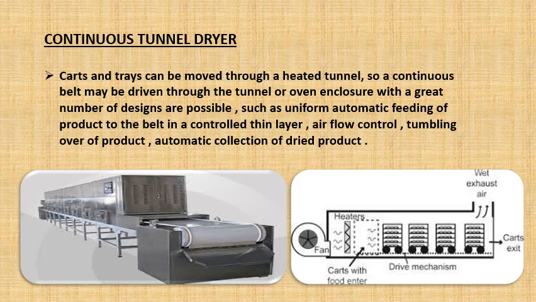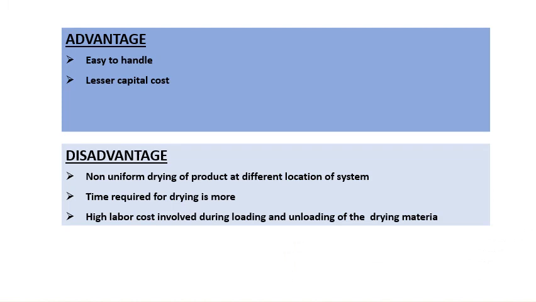Carts and trays can be moved through a heated tunnel, or a continuous belt may be driven through the tunnel or oven enclosure, with a great number of designs possible. Now next, its advantages: easy to handle, lesser capital costs. Disadvantages: non-uniform drying of product at different locations, time required for drying is more, high labor costs involved in loading and unloading of drying material.